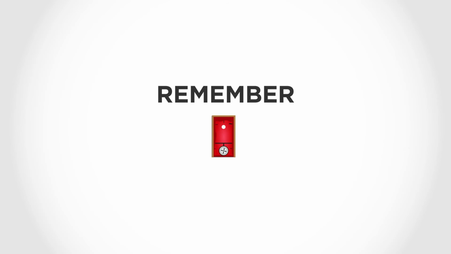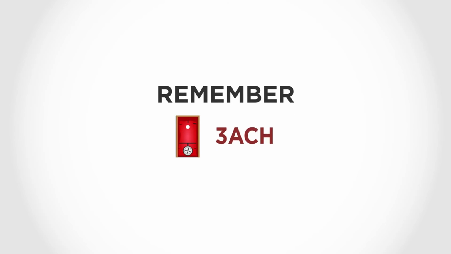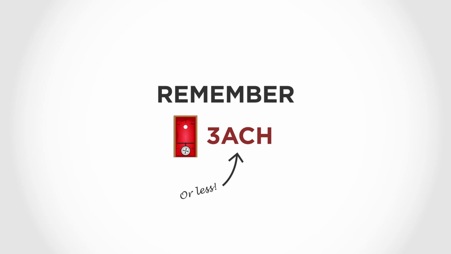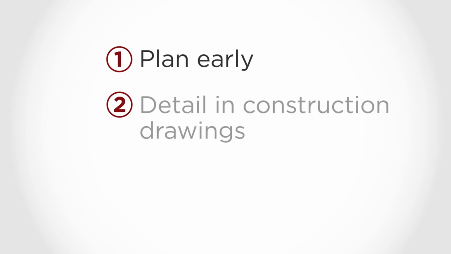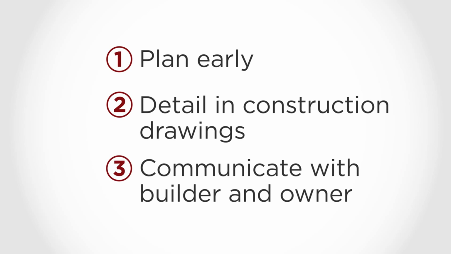So let's review. New York State Energy Code requires that newly constructed or renovated residential buildings must use a blower door test to demonstrate an air tightness level of 3 air changes per hour or less at 50 pascals. Best practice is to plan early for a continuous air barrier, detail air sealing in construction drawings, and communicate thoroughly with the builder and homeowner about air sealing.